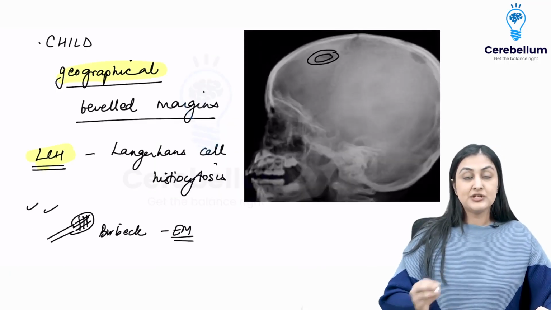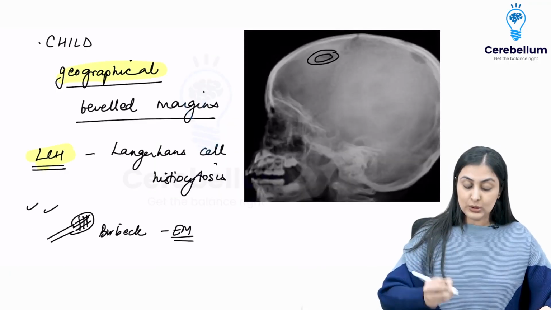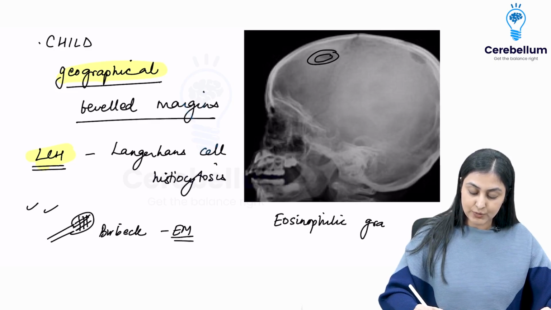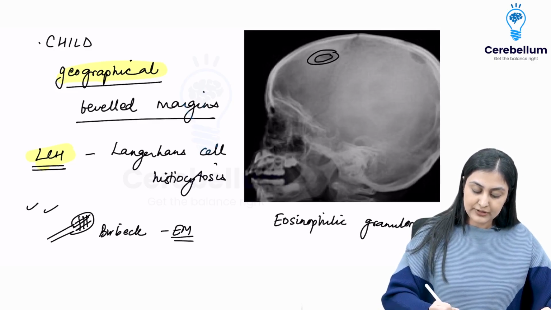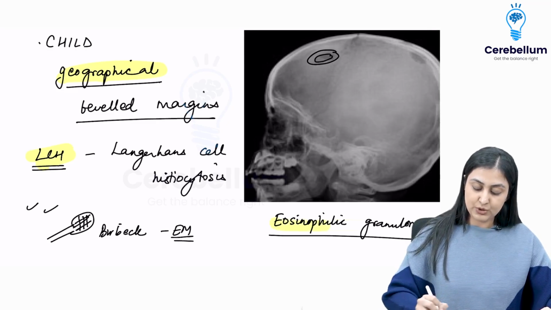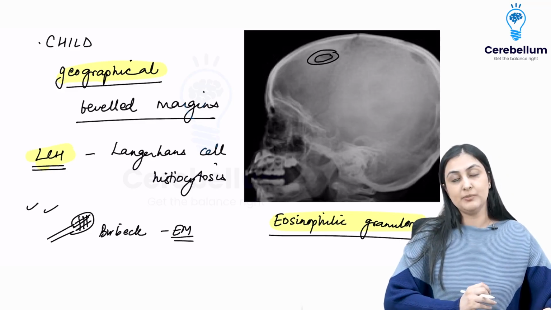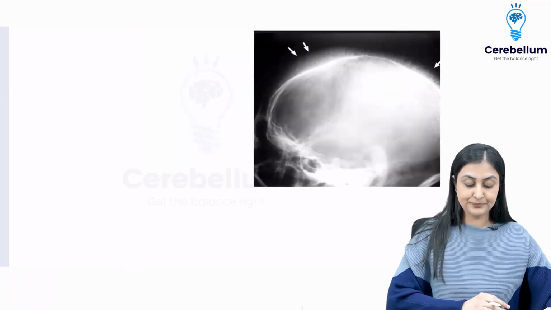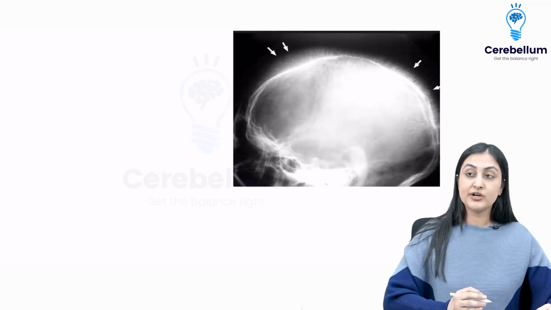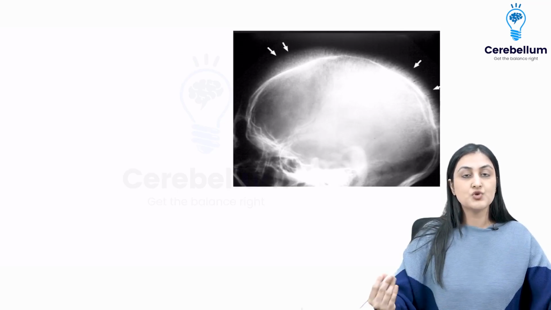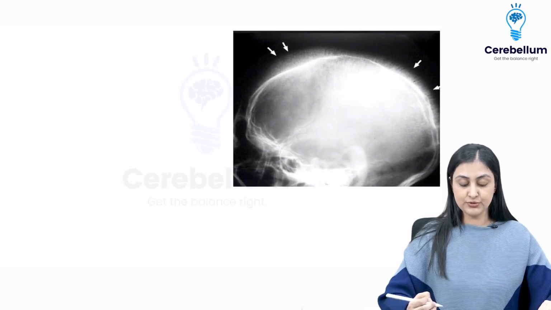In fact, if there's a solitary lytic lesion in this pathology, that is what we call eosinophilic granuloma. Okay, so eosinophilic granuloma is the name of the pathology that we say when we have a solitary involvement of the skull. Okay, very important for the FMG exam. There used to be a question on this almost always a few years ago.